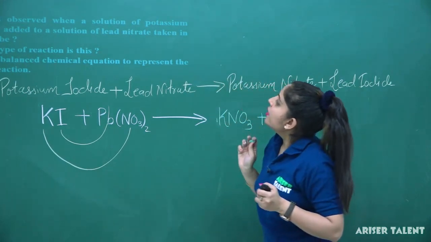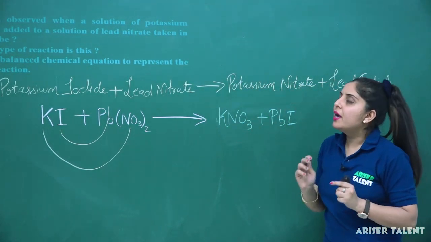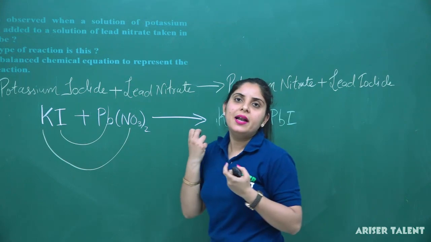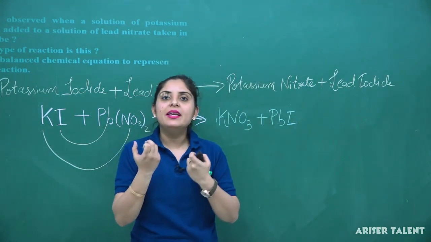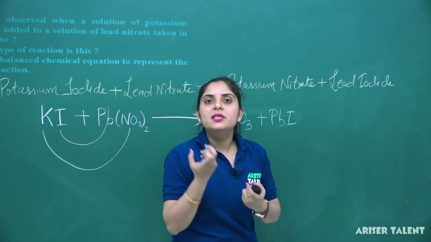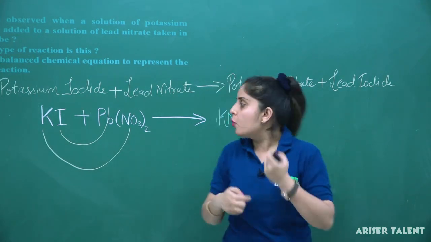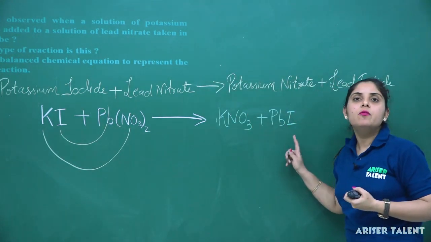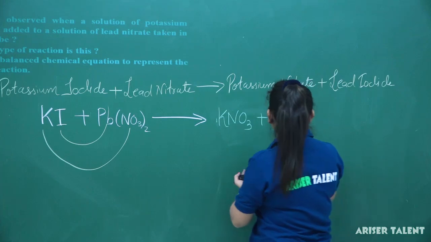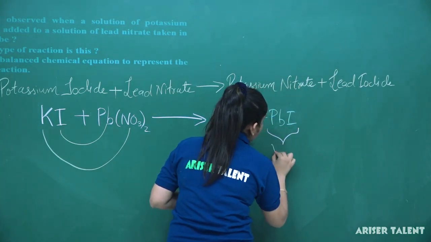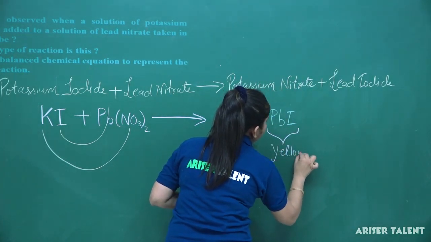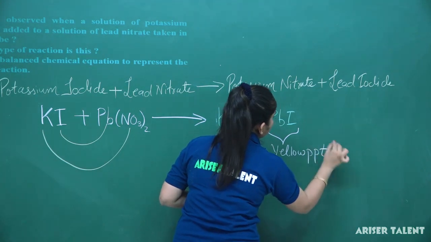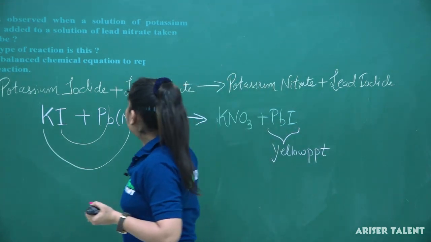Now when a solution of potassium iodide is substituted with a lead nitrate solution, we will get a precipitate, and the precipitate formed will be yellow in color. So these precipitates will be of lead iodide. So what we will get here is the yellow precipitate of this reaction, and the precipitate will be of lead iodide.